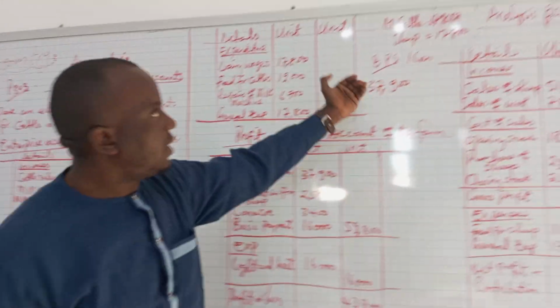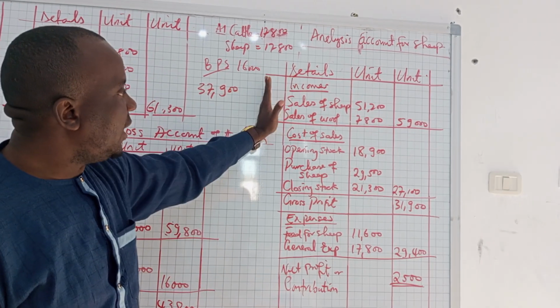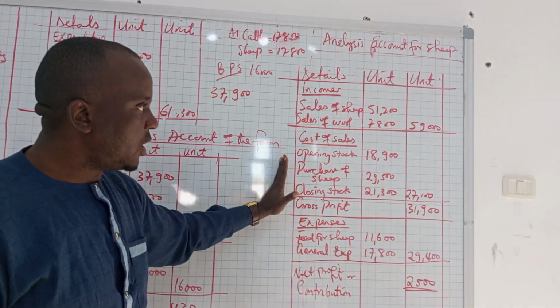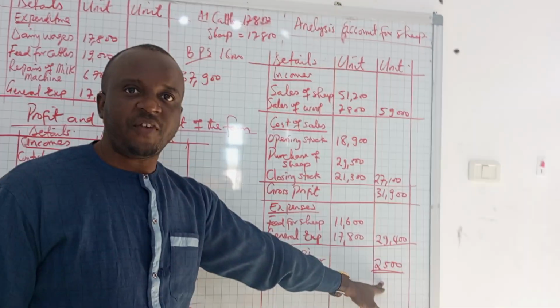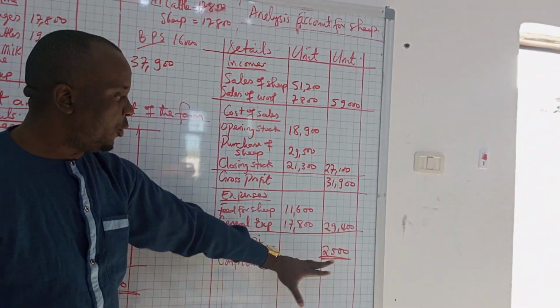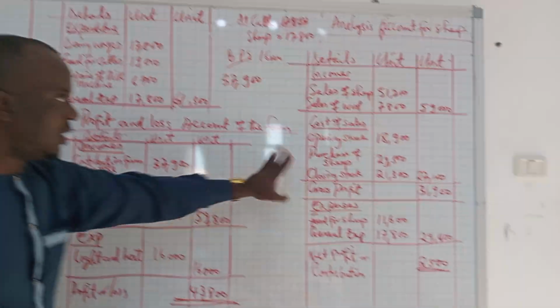Then we also create an analysis account for sheep. We do the same thing. We take the incomes, cost of sales, and expenses, and we get the contribution to the farm. So it shows that the department for sheep contributed 2.5 to the farm.